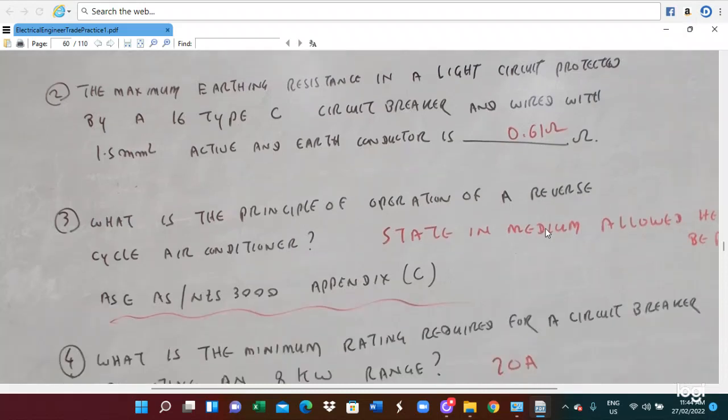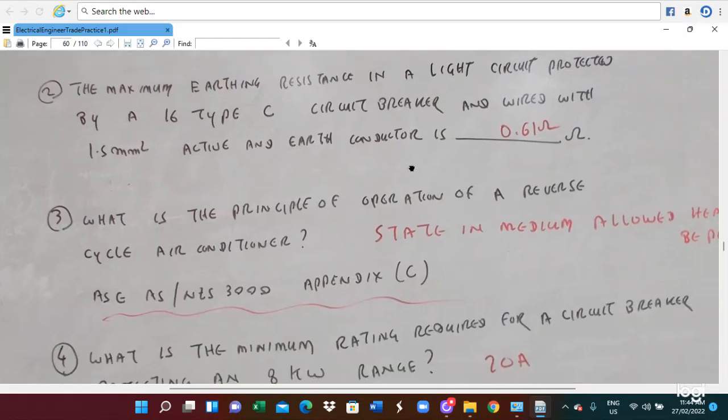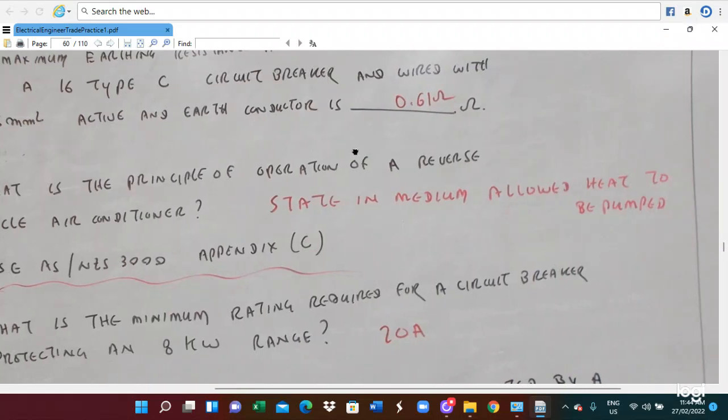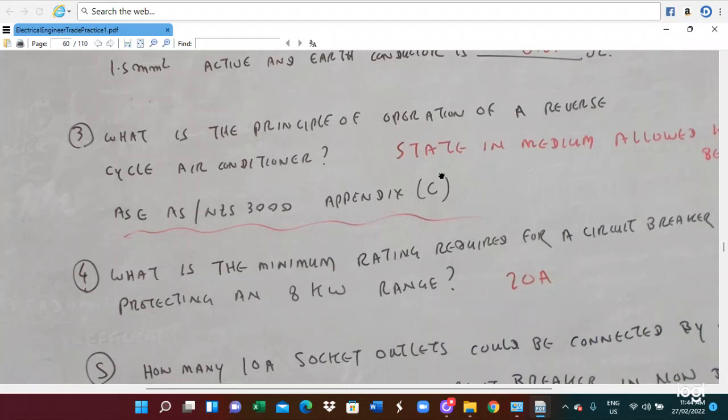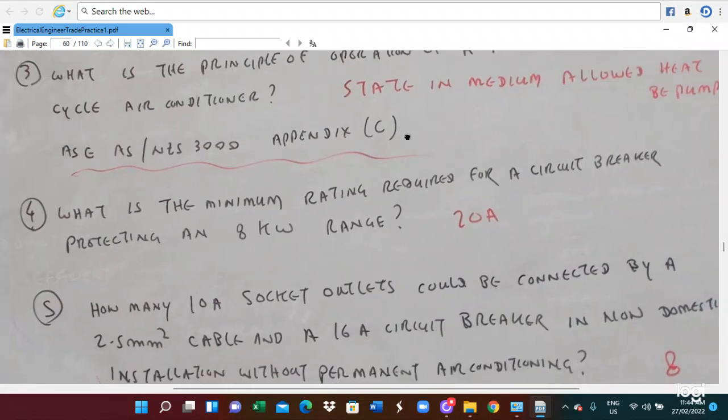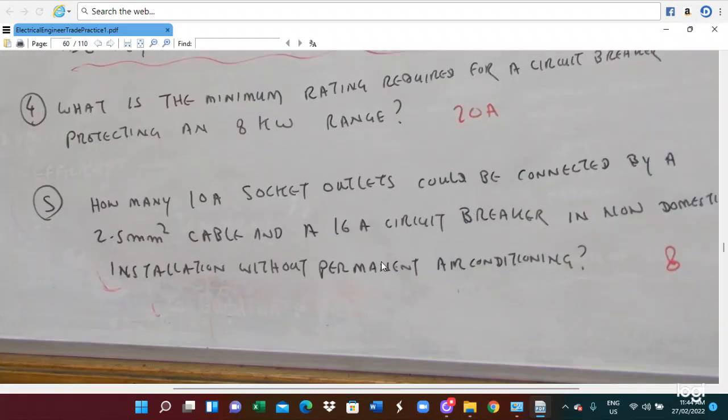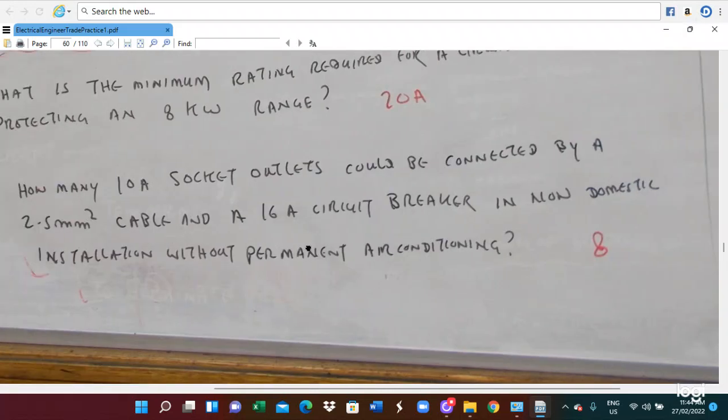What is the principal operation of the reverse cycle air conditioner? It allows the heat to be pumped, so we have to utilize AS/NZS 3000 Appendix C. What is the maximum rating required for the circuit breaker for an 8 kilowatt range at 220 volts? How many 10 ampere socket outlets could be connected by the 2.5 millimeter square cable and 16 ampere circuit breaker in a non-domestic installation without permanent air conditioning? This is the 8.